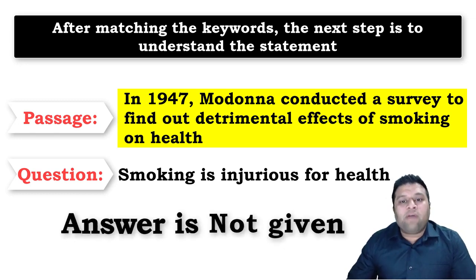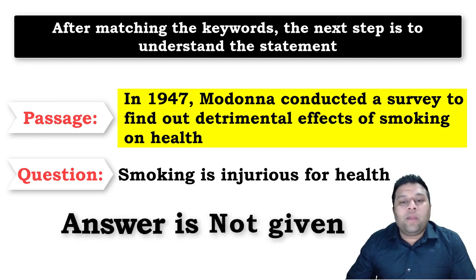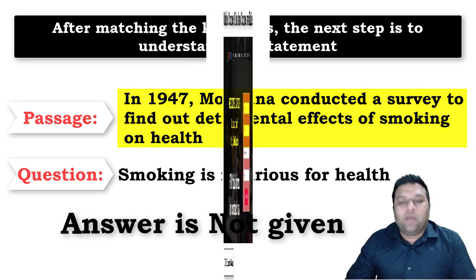For example, when you apply for your passport, there is a police check done on your criminal record. Does that mean you're a criminal? No. Does that mean somebody else is a criminal? No. It just means they tried to find out. That's how the passage says Madonna conducted a survey to find out. It does not mean smoking is harmful. It does not mean smoking is not harmful. In fact, they're not even giving this information.